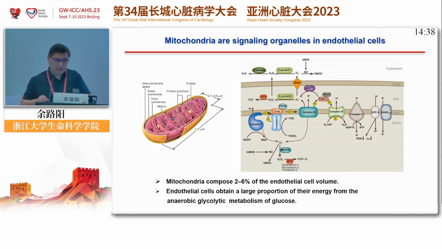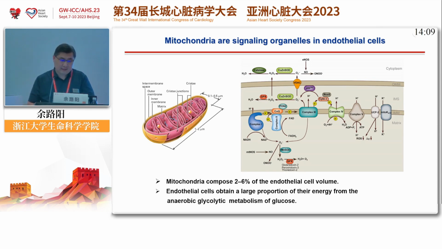We were interested in the mitochondria because, given the small volume of mitochondria in endothelial cells, they look like they do not generate ATP for the endothelial cells, because endothelial cells obtain most of their ATP from the glycolytic metabolism of glucose. So people think the mitochondria in endothelial cells may work like a signaling organelle rather than an energy generator.